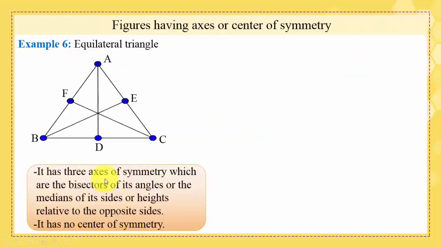Then it has 3 axes of symmetry, which are the bisectors of its angles, or the medians of its sides, or heights relative to the opposite sides. It has no center of symmetry.